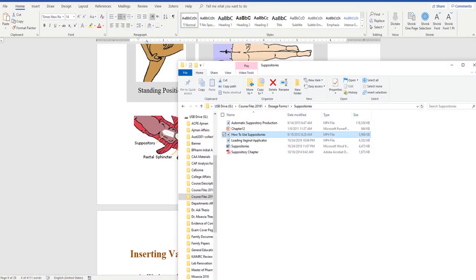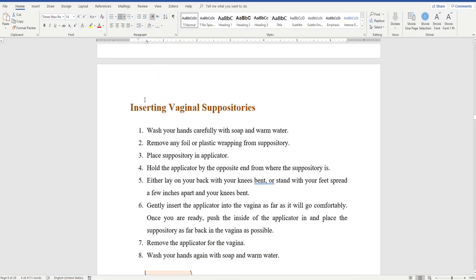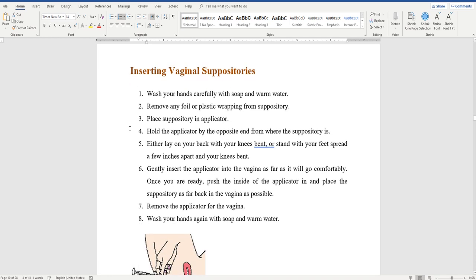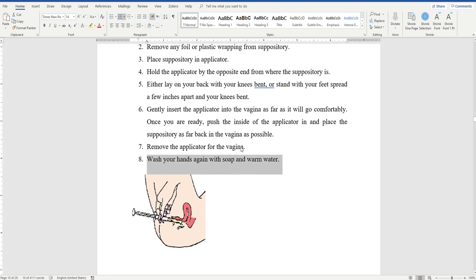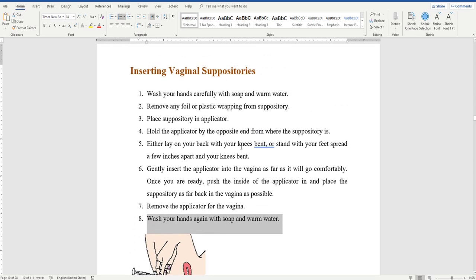Okay, so let's continue. Regarding inserting vaginal suppositories, of course you can read it by yourself. It's straightforward and simple. There is no need to explain it in detail. Of course, in the beginning you need to wash your hands with soap and warm water, and at the end you also need to do the same thing, wash your hands with soap and warm water.